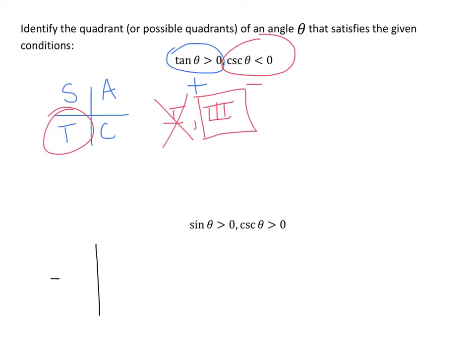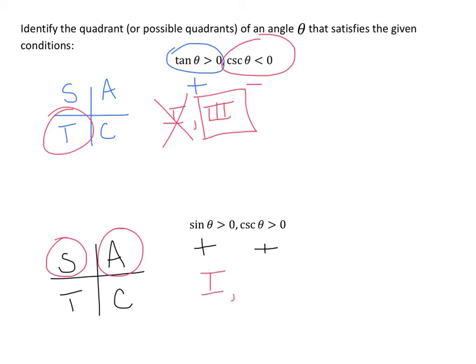Taking a look at the next problem, All Students Take Calculus. I need something where the sine is positive and the cosecant is also positive. Well, I know that sine is positive here in quadrant 2 and also in quadrant 1. Cosecant is the reciprocal of sine, which means that cosecant is positive in the same places where sine is positive. So for this, we can say that these are true for both quadrant 1 and quadrant 2.